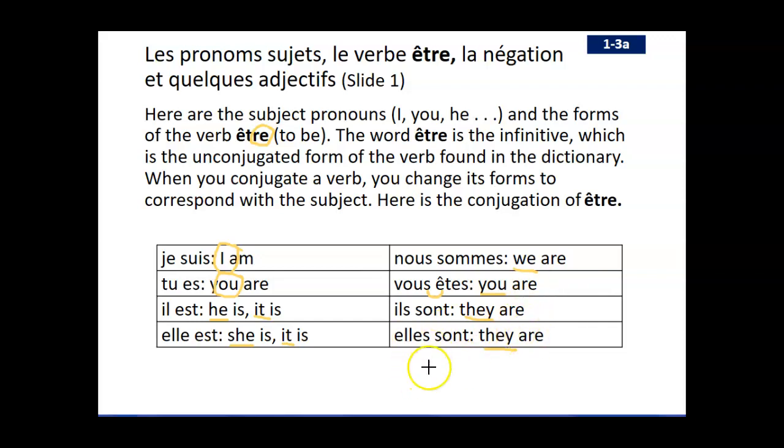And then finally we have ils sont. So ils, which means they, has a silent S at the end. And then elles also has a silent S at the end, and that is a group of females. So elles sont. Okay, so you've already learned about your first verb conjugation in French, so we're well on our way now. All right, so moving on.